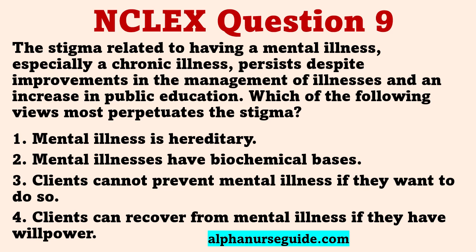The correct answer is 4. Many still believe that recovery from mental illness is a matter of willpower. For example, pull yourself up by your bootstraps or just get over it. This belief persists despite awareness that mental illness is hereditary and has a biochemical basis. Mental illness can be prevented only if there is early intervention. Clients cannot prevent it just by the desire to do so.